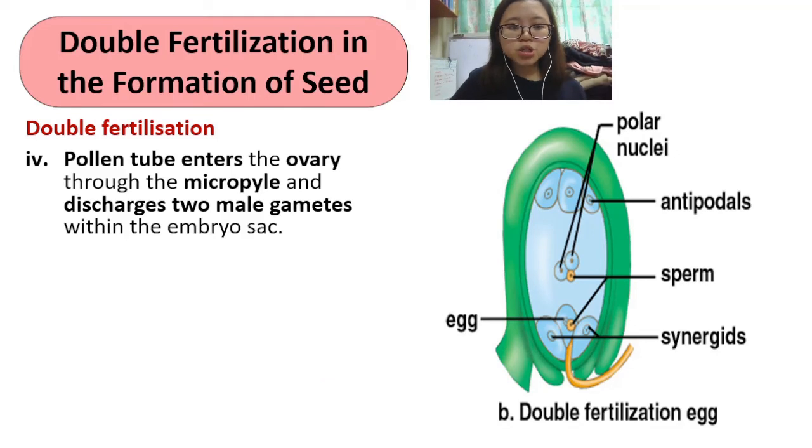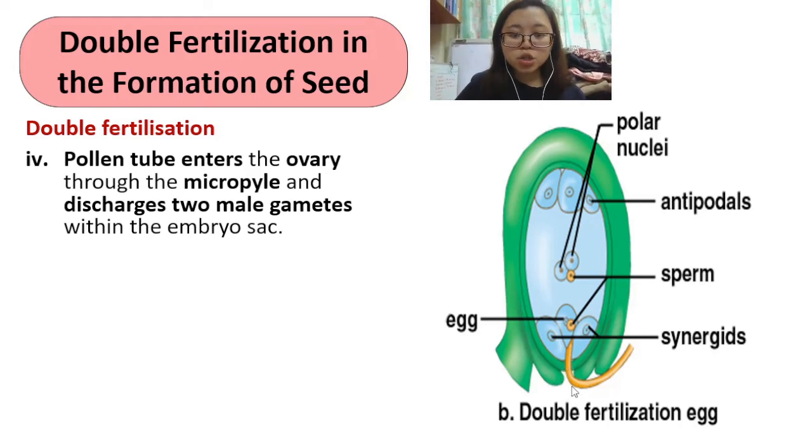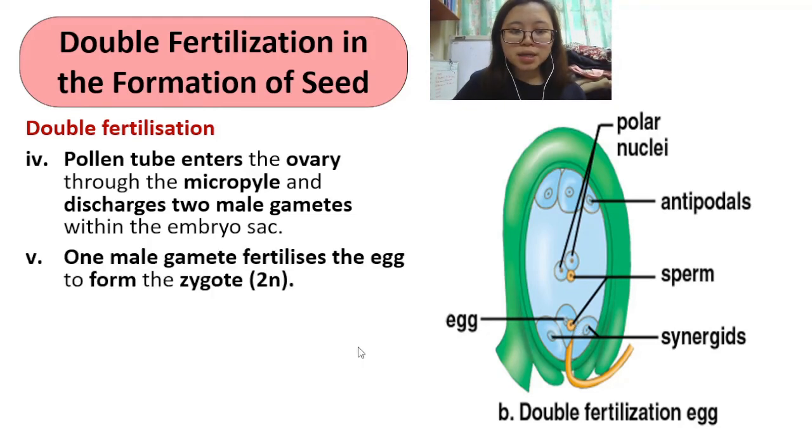And then the pollen tube will enter the ovary through the micropyle and discharge two male gametes within the embryo sac. Okay, so micropyle adalah satu kawasan pada integumen yang nipis sedikit yang pollen tube boleh masuk. So pollen tube masuk, dia main kasih pecah saja dinding. Okay, bila dia masuk, dia akan keluarkan dua male gametes yang dia bawa tadi. Male gamete pertama akan pergi di sini.